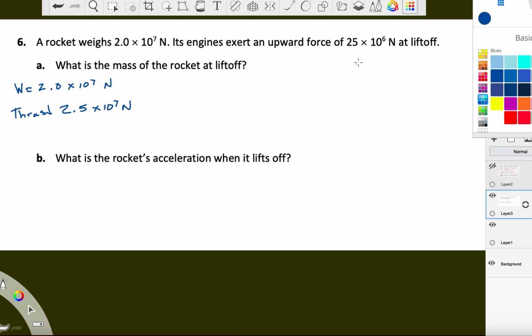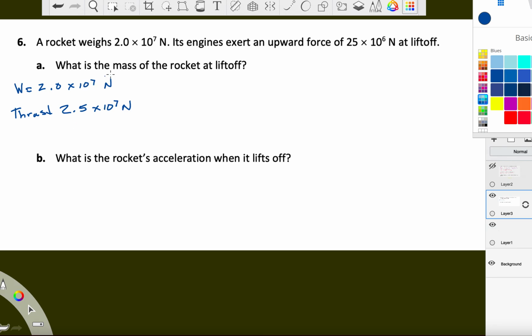I don't know why the book wrote it this way. I don't know if I can change it. I'll see if I can change it in the program itself. It's kind of a trick to show you that these numbers are basically the same. There's just a difference of 5 million newtons. It's kind of rude if you ask me, so I'm going to try and change it so you have your 10 to the 7ths that are the same.